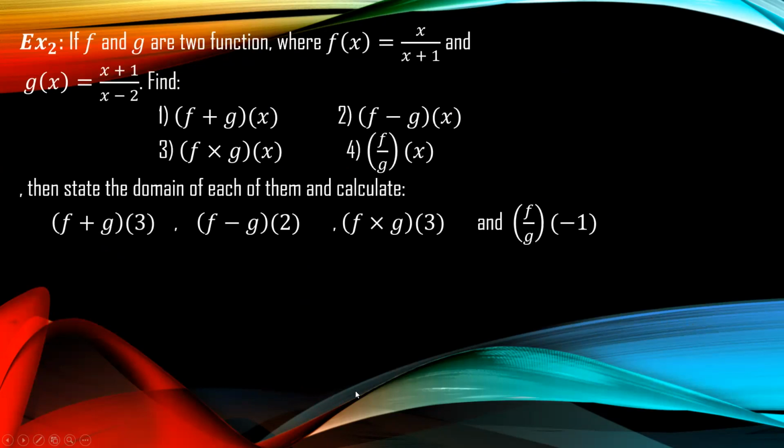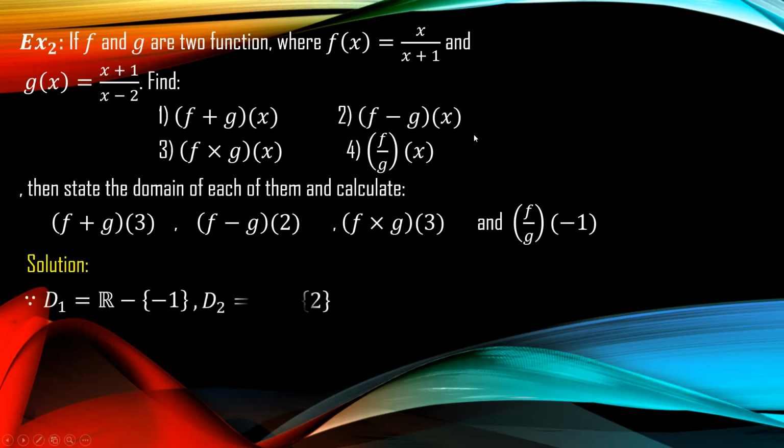Exercise number 2. If f and g are two functions where f of x equals x over x plus 1 and g of x equals x plus 1 over x minus 2, find number 1, f plus g of x. Number 2, f minus g of x. Number 3, f times g of x. Number 4, f over g of x. Then state the domain of each of them and calculate f plus g of 3, f minus g of 2, f times g of 3, and f over g of negative 1.